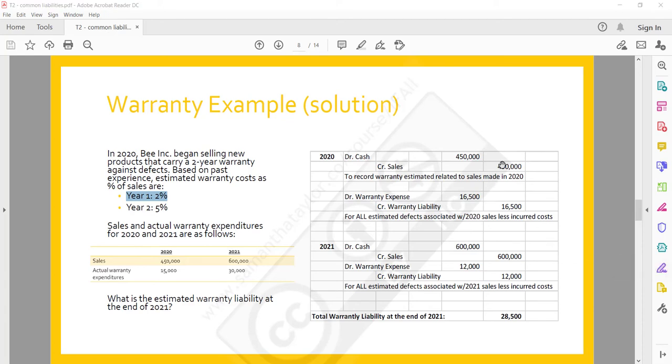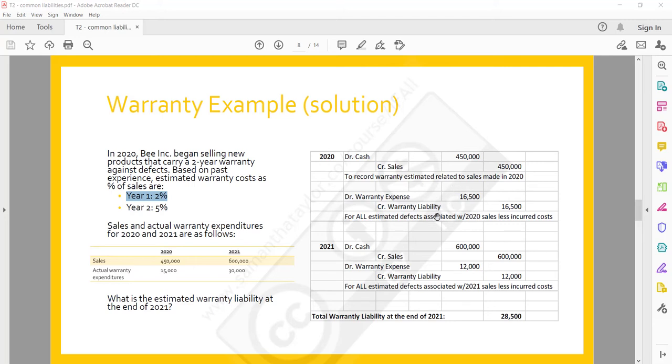As such, as soon as we made the sales, which we assumed here are cash sales, we need to book the warranty expense. So yes, in year one, based on past experience, 2% of the sales that we made are going to come back in warranty costs for this $450,000 in the first year. And then, because it's a two-year warranty, these $450,000 worth of sales are going to come back and actually cost 5% of their sales for a total of 7%. 7% of this $450,000 over the 2 years of the warranty is going to come back.